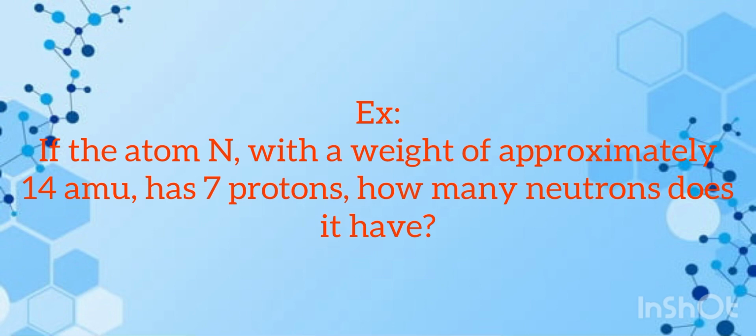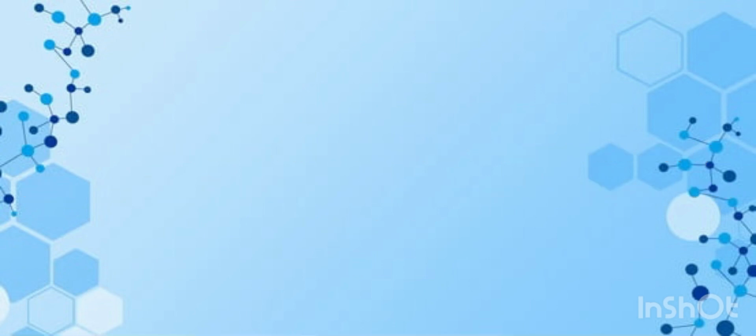Here's an example. If the atom nitrogen with a weight of approximately 14 AMU has 7 protons, how many neutrons does it have? If you guessed 7, you'd be correct. Because protons and neutrons are a 1-to-1 ratio, and the overall AMU is 14, we know that we can just subtract 7 from 14 to get the leftover 7 is the neutrons.